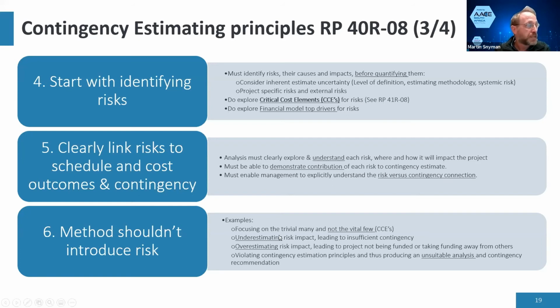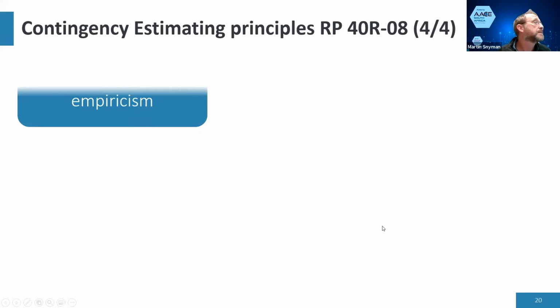So the other ones that typically happen is people underestimate the risk impact. Then they end up with insufficient contingency. They overestimate the risk impact. So they take funding away from other projects. So those are typical things that happen.